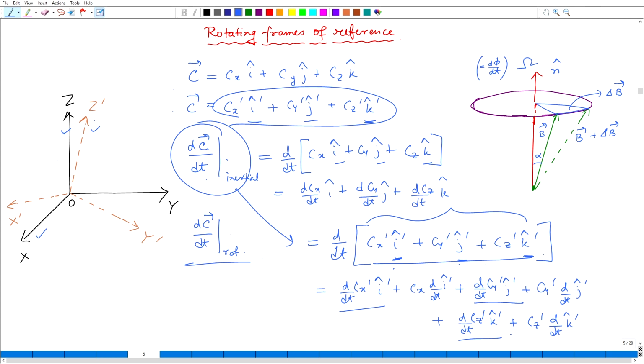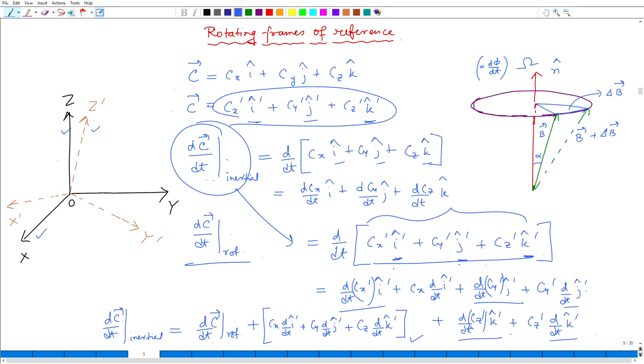Now, these three things, where d/dt is just acting on cx prime, cy prime and cz prime but not on the unit vectors, you can combine and claim these are equal to d/dt of c in the rotational frame. But because with respect to the rotational frame, d/dt of I cap prime, d/dt of j cap prime and d/dt of k cap prime are all 0, but somehow with respect to the inertial frame they are non-zero, I write them as cx d/dt of I cap prime plus cy d/dt of j cap prime plus cz d/dt of k cap prime. So, I can write actually dc/dt inertial.